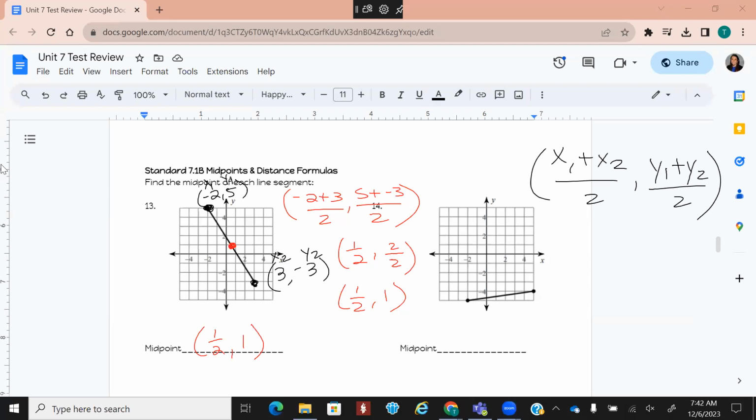Okay, so on the next one, we've got blue. We've got -2, -5, and then we've got 5, -4. When we plug this in, we're going to get -2 plus 5 divided by 2, and then -4 plus -5 divided by 2. When we simplify that, that's going to give us 3/2, or you could have put 1.5. That's okay. And then the other one's going to be -9/2, or that's going to be -4.5. That's fine. Again, -4 and 1/2.